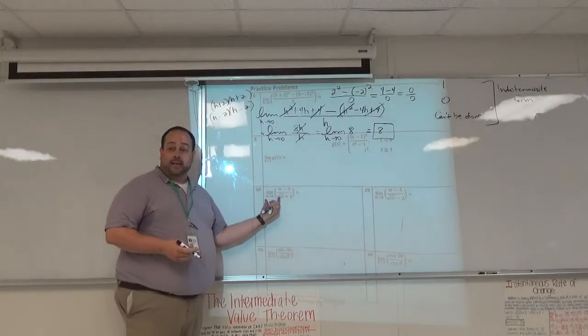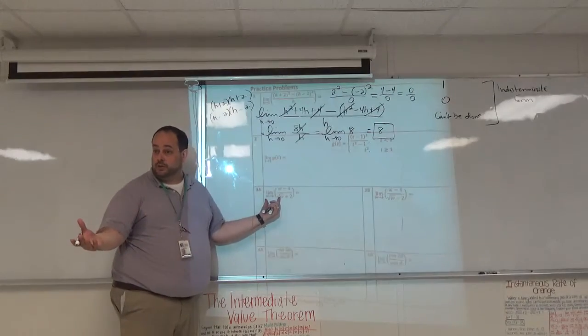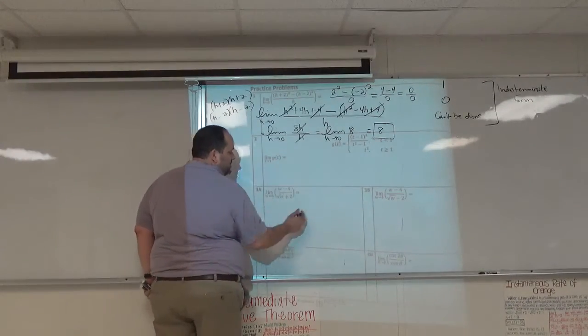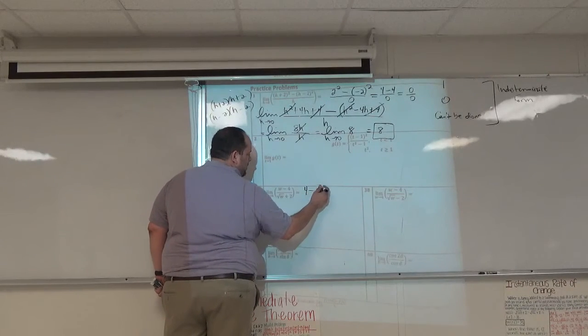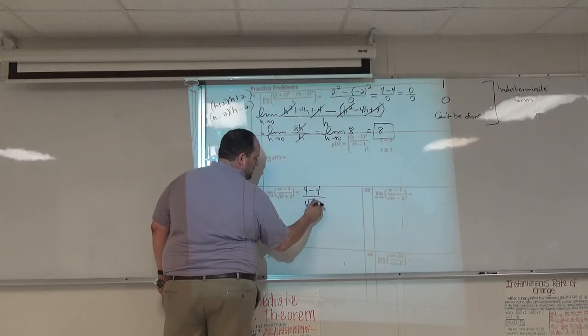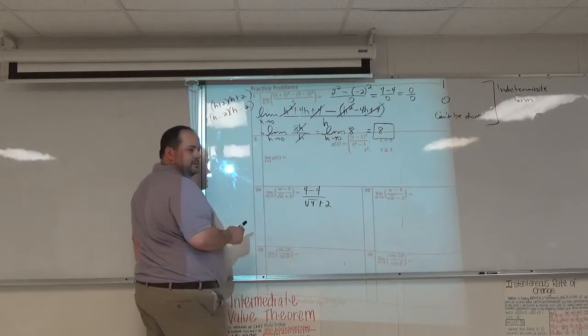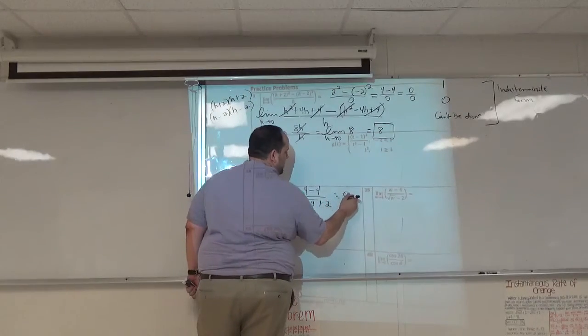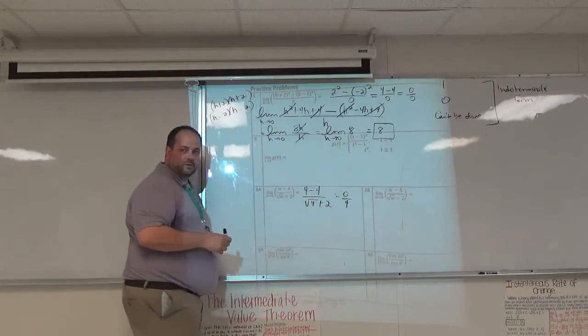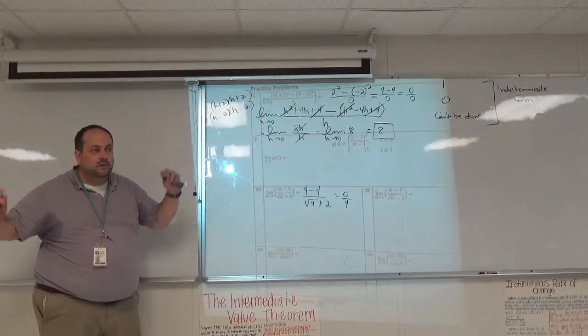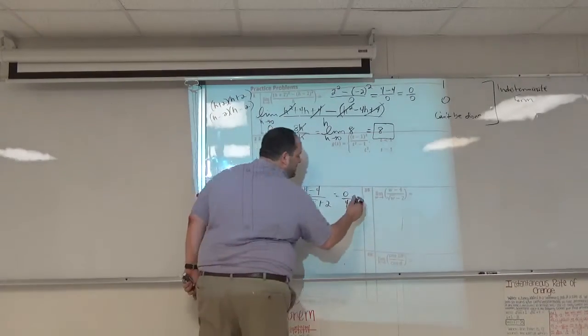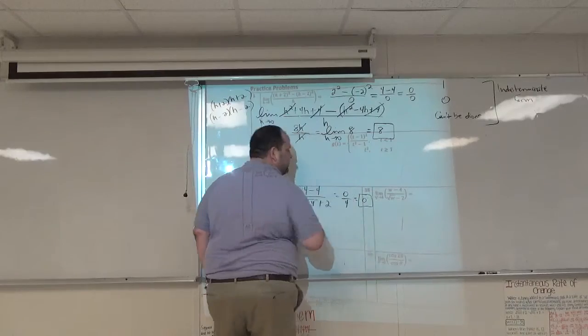Not plug in, but evaluate, direct substitution. Right? What happens over here? 4 minus 4, and then the square root of 4 plus 2. So you're going to get 0 over 4. How do we feel about 0 over 4? Pretty good. 0 over 4, no problems here. Life is good.